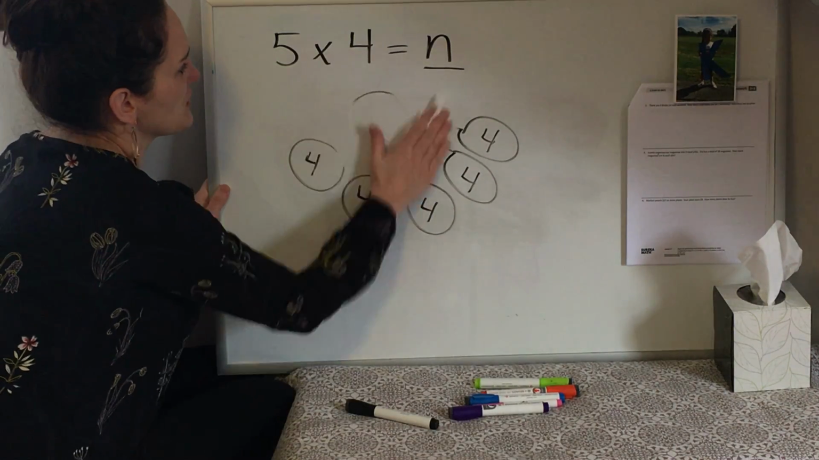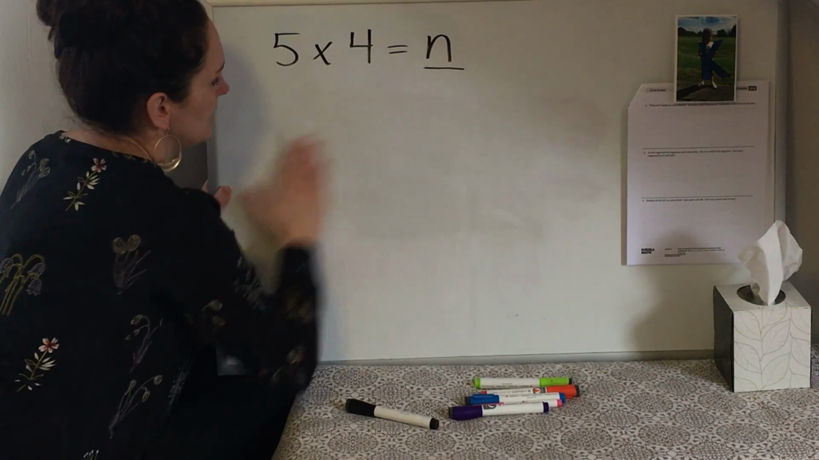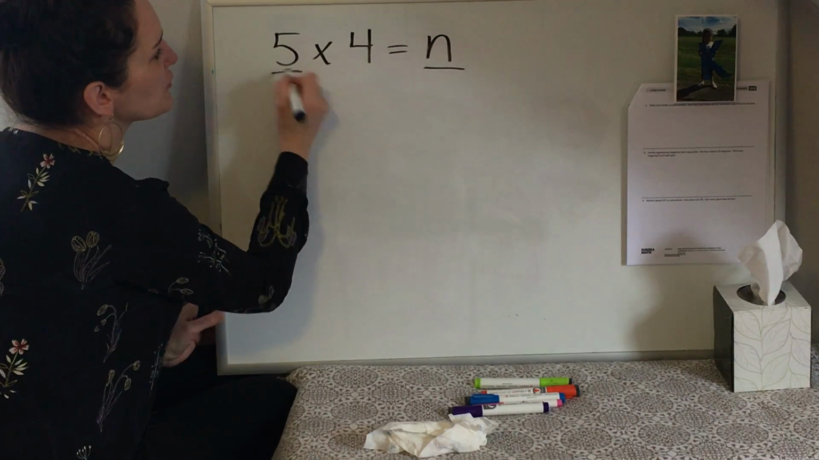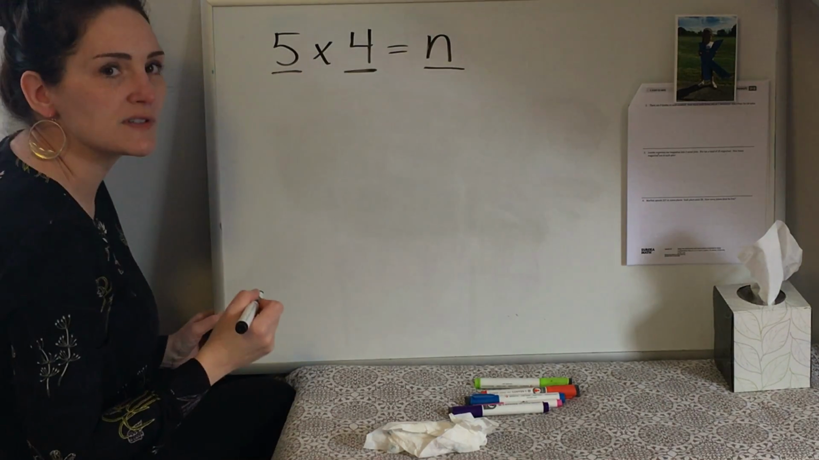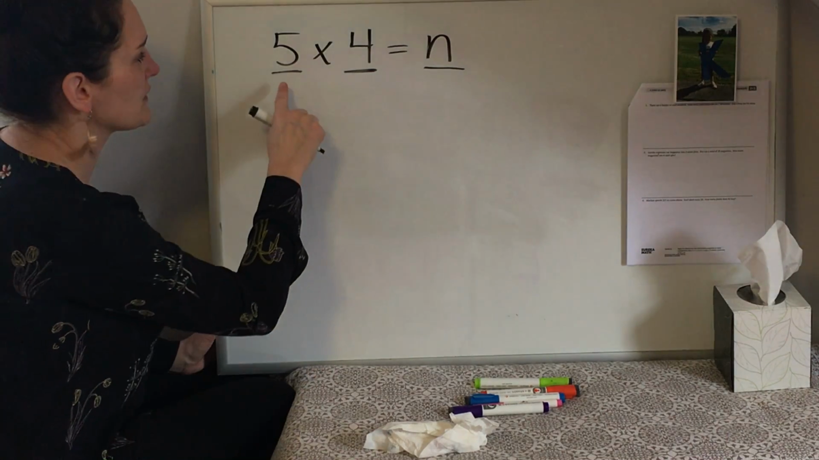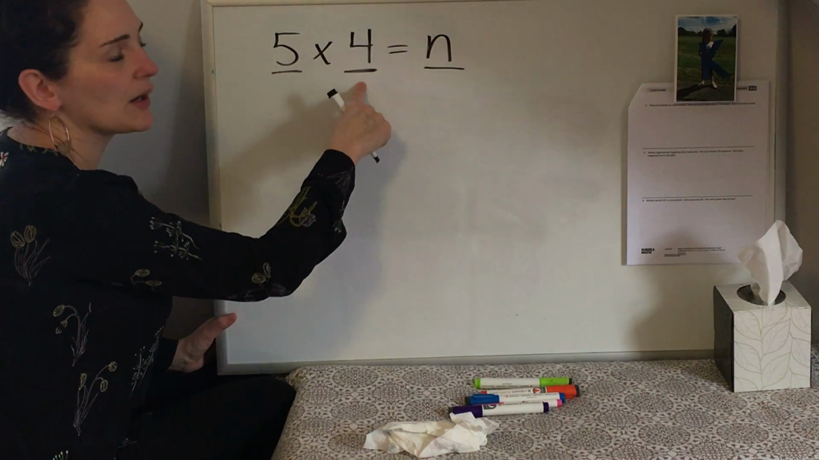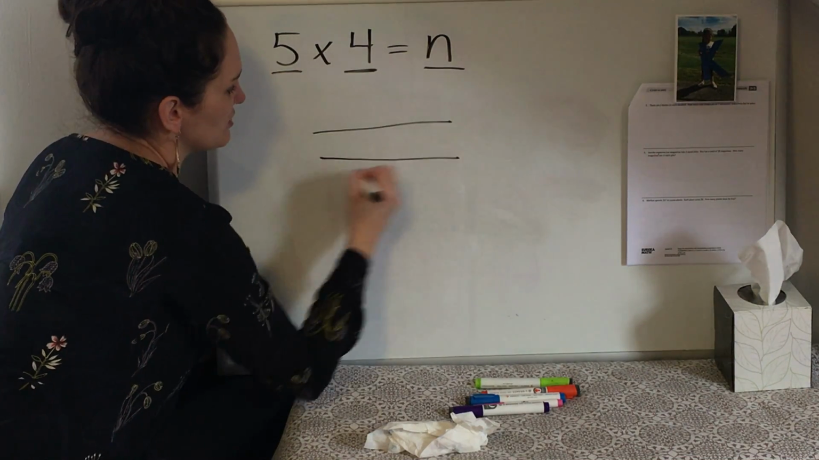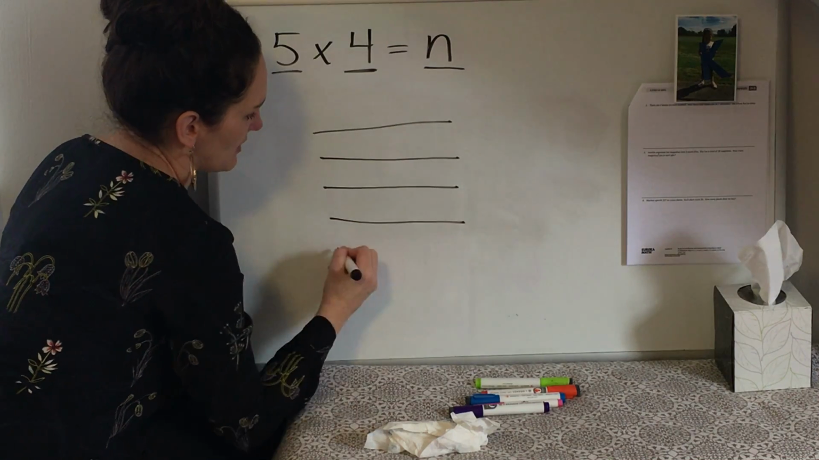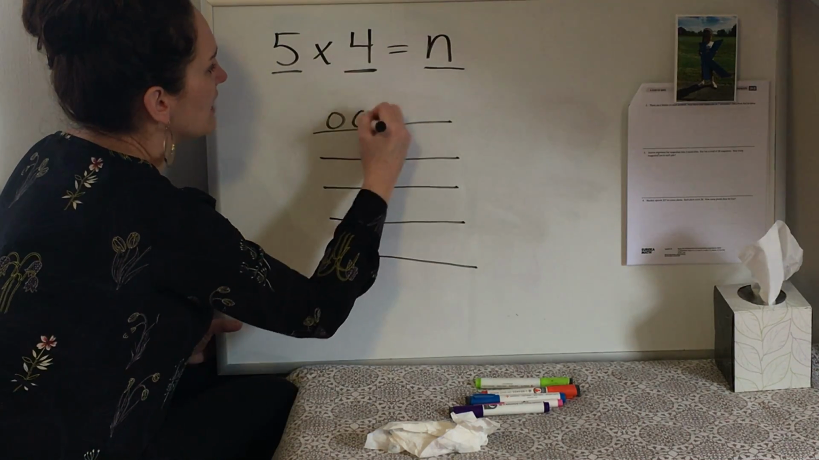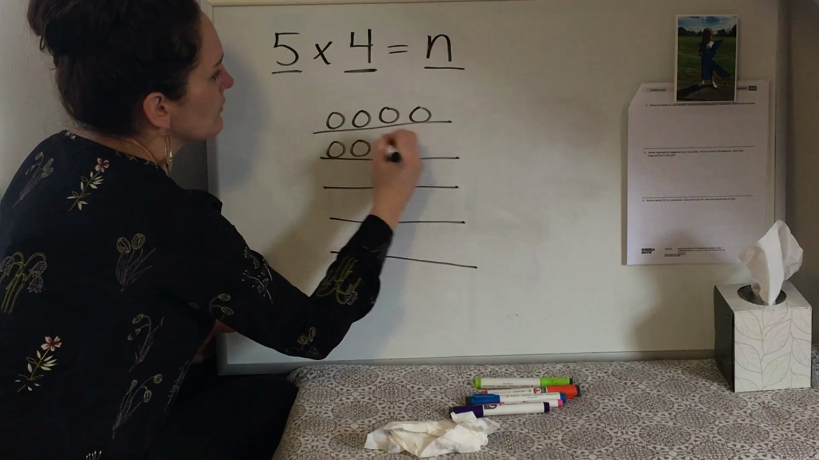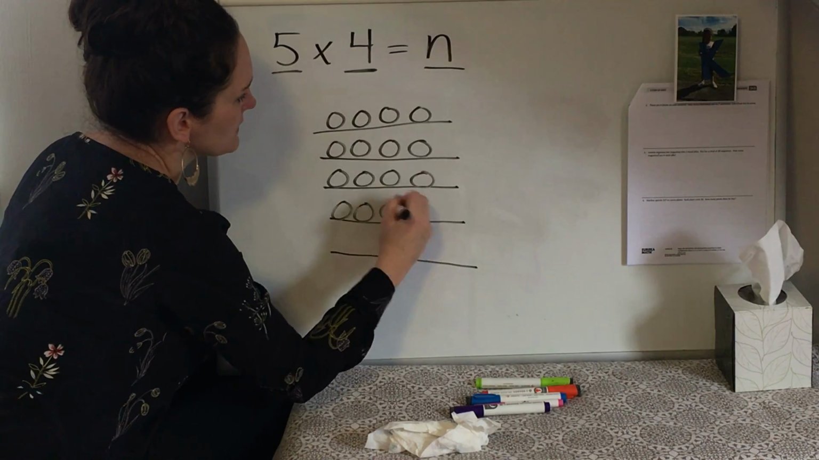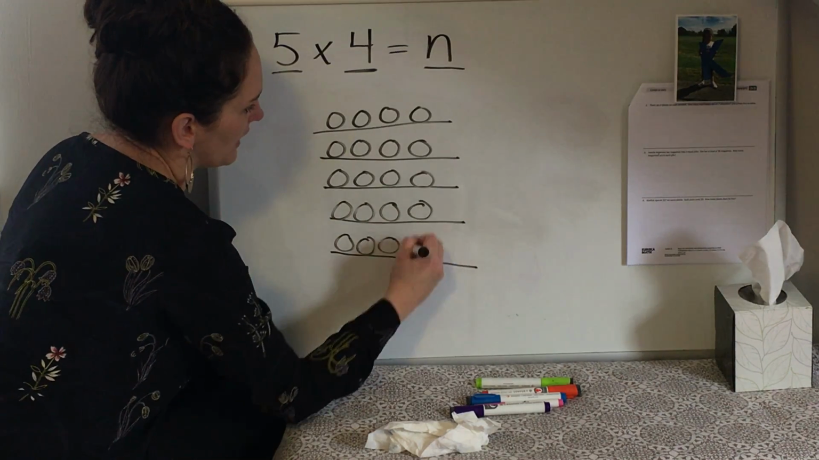And then the final picture that some students like to do is an array. When you see 5 times 4, you know you have 5 groups of 4, or 5 rows of 4, because we learned that the first number is our rows, and our second number is our columns. So 5 times 4 would be 5 rows, and I like to draw it like shelves. I'm going to draw my 5 shelves, and on each shelf I'm going to put 4 items. Basically that stands for 5 groups or 5 cars with 4 wheels on each car.